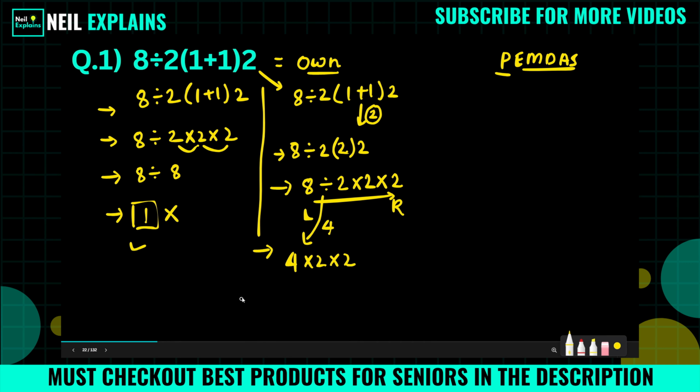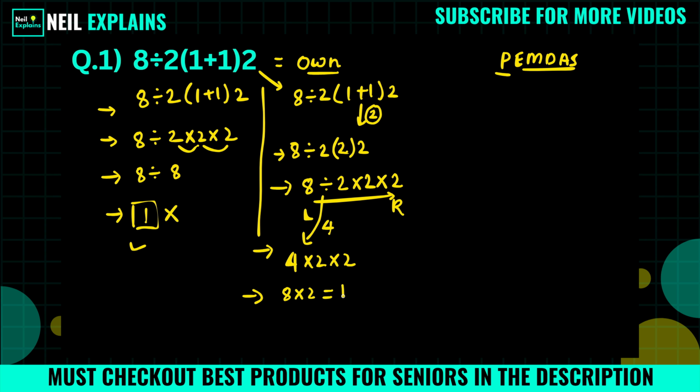Now this is very simple. 4 times 2 that is 8, times 2 which equals 16. So here the right answer is 16.